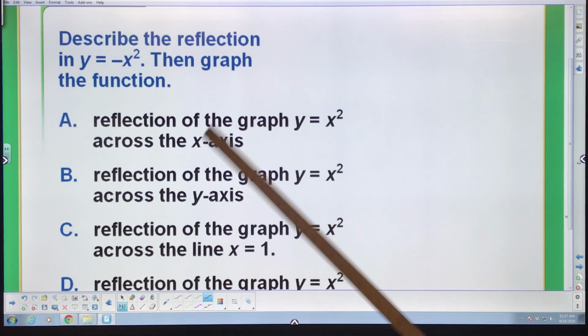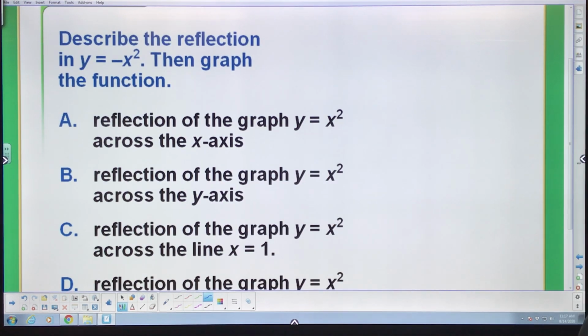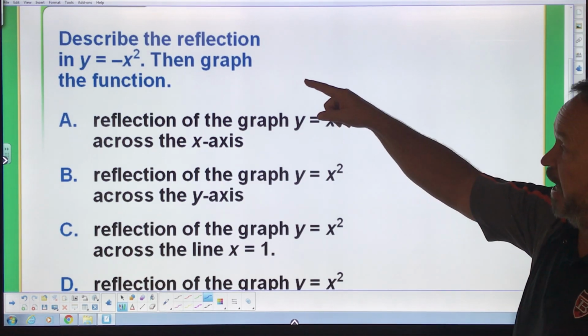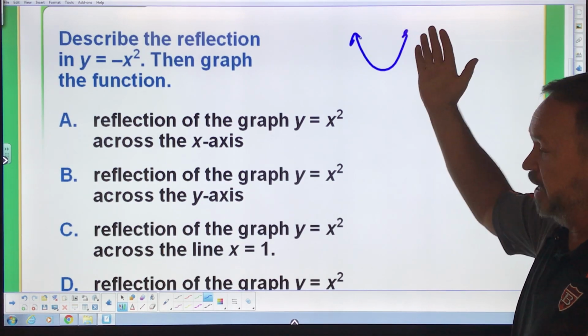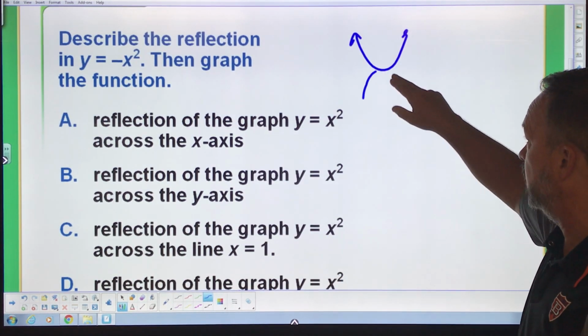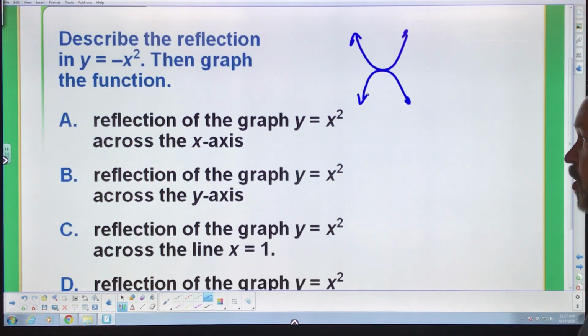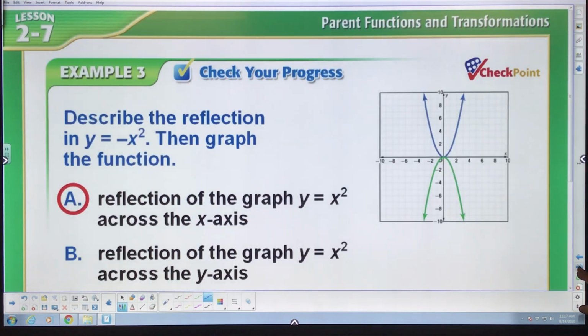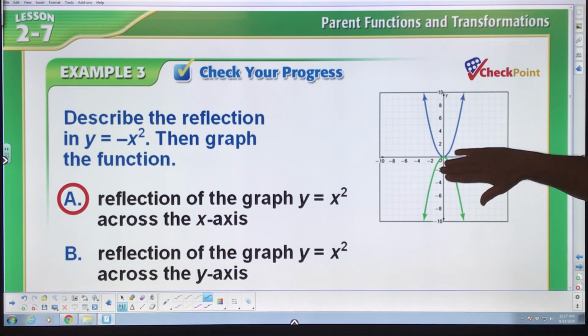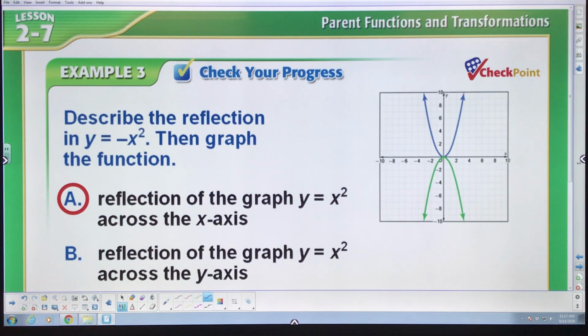Describe the reflection of this. Well, we learned this in Algebra 1, that if the A is positive, it opens up. If A is negative, it opens down. So basically, it's going to do the reflection across the x-axis, and so that is going to be A. Parent, kid, right? Fold the paper, there you got it.